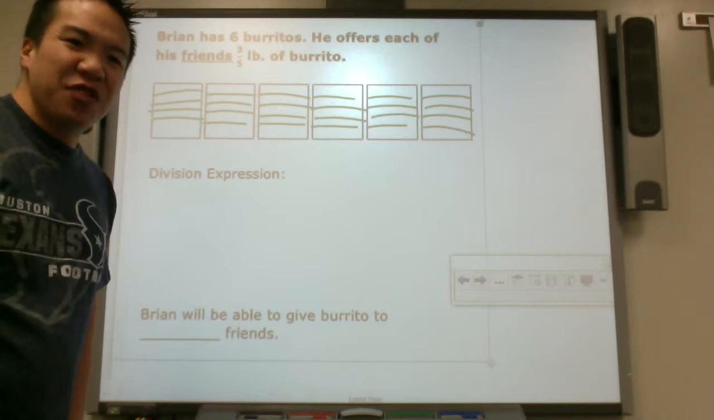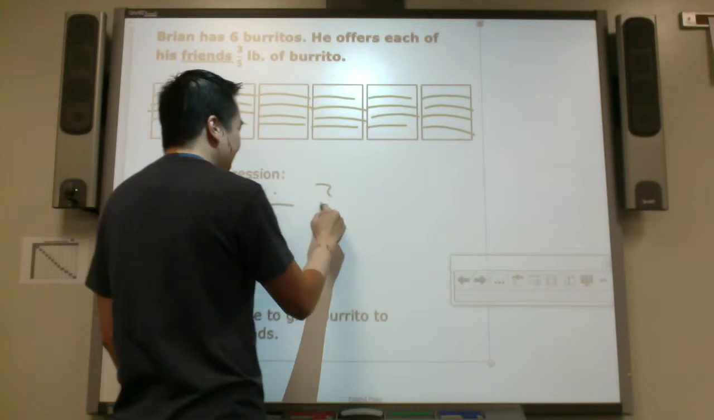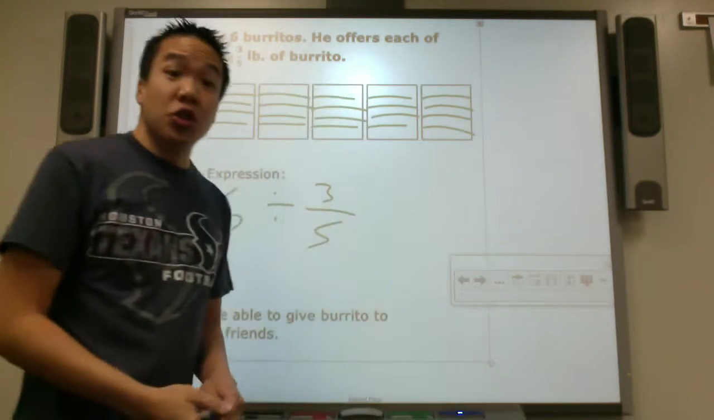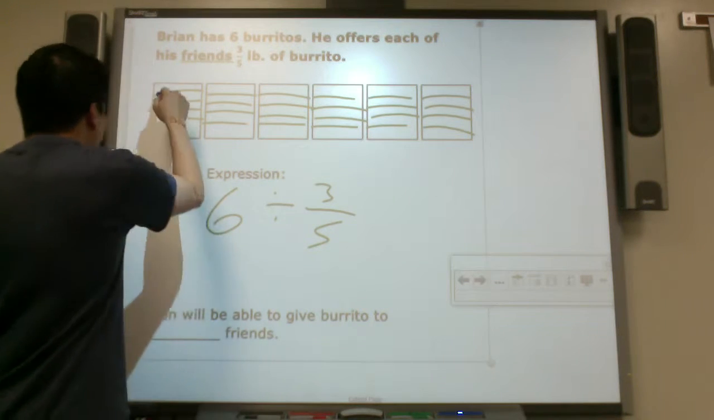How would you write this as a division problem? You start with 6 burritos. He's dividing it into 3/5. So let's use the drawing. Then I'm going to try to do it mathematically. How many 3/5 do you see here?